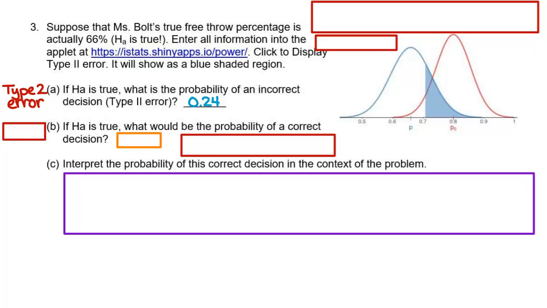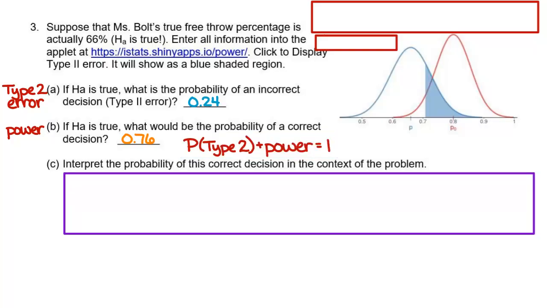So what's the probability that a correct decision is reached? 76%. How did you do that? Yeah, 1 minus this to get this. This right here is called the power. And the probability of a type 2 error plus the power will always equal 1. Power is the probability of a correct decision.